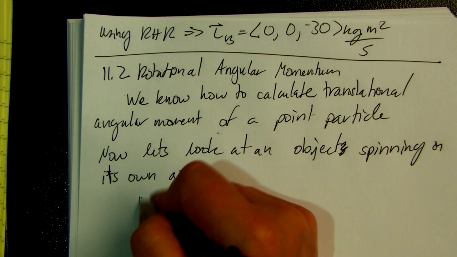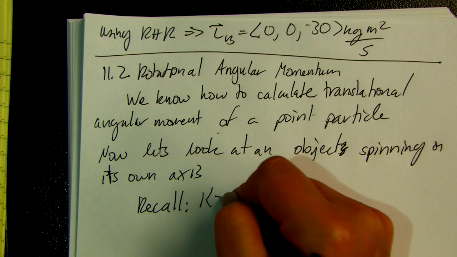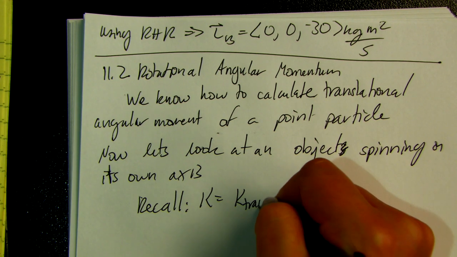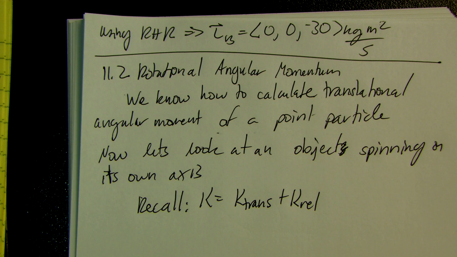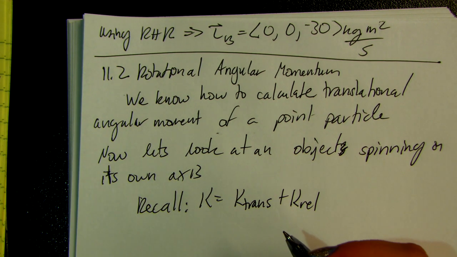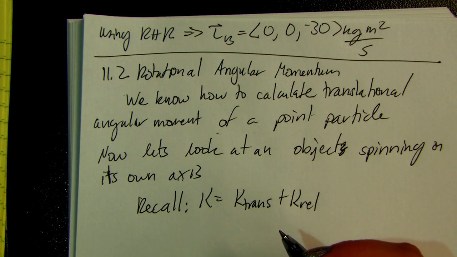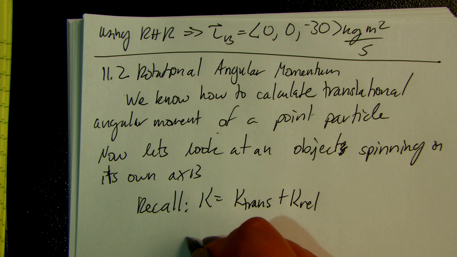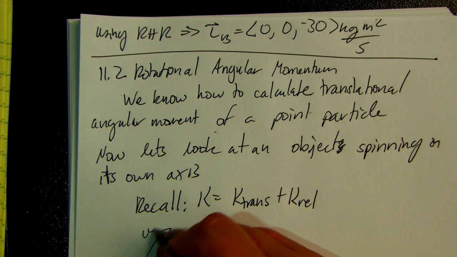So, if you recall from chapter 9, K is equal to the sum of the translational kinetic energy plus the relative kinetic energy. And we're going to see a similar approach to describing angular momentum, that you're going to have a translational component and a relative component.